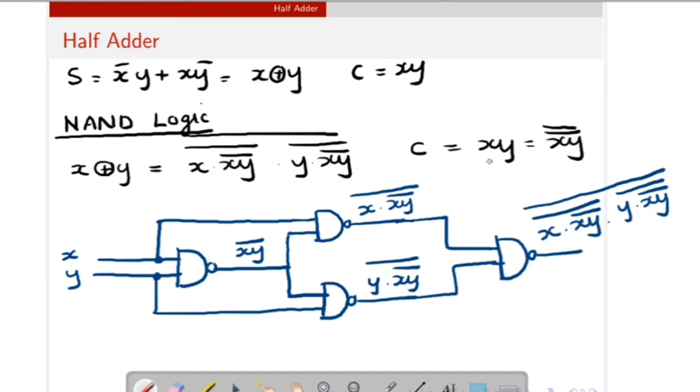Then what is carry? Carry is xy double bar. So here we have the (xy) bar. Take that output, then complement it. So here given to a NAND gate, so here we have xy double bar. So here we have the expression for the sum, and here it is carry. So this is the NAND gate implementation of the half adder, right?